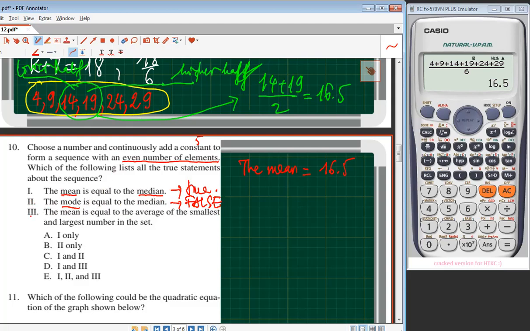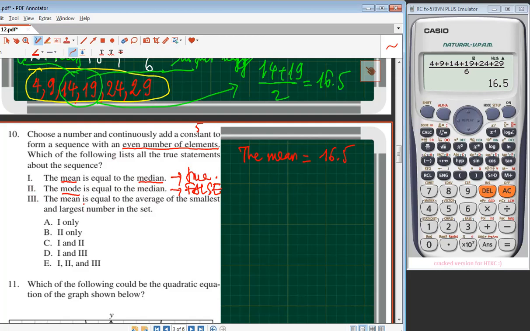Now, statement number 3: the mean is equal to the average of the smallest number, that is 4, and the largest number, which is 29, divided by 2, with the same result. So we can say that statement number 3 is true. And the final result for question number 10 is statement 1 and statement 3, option D.